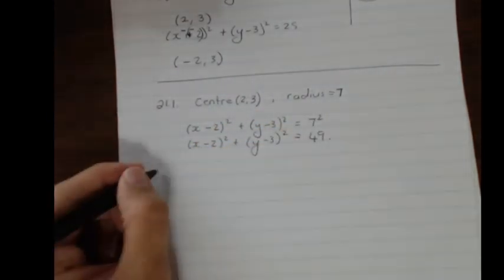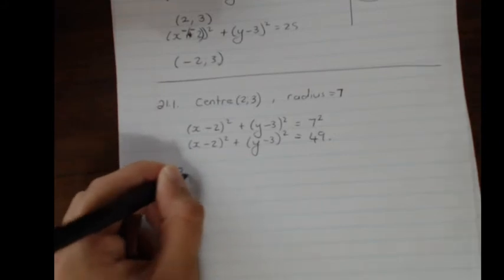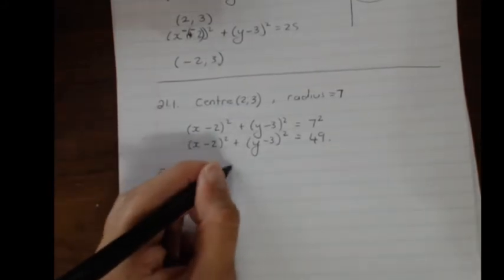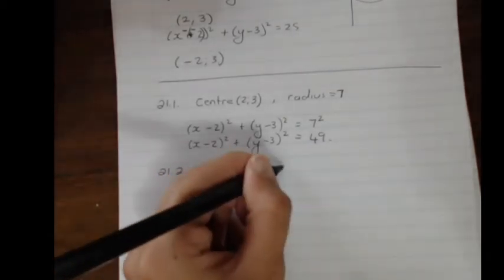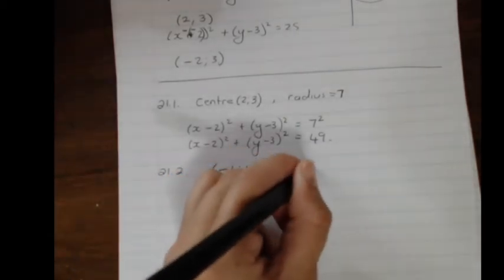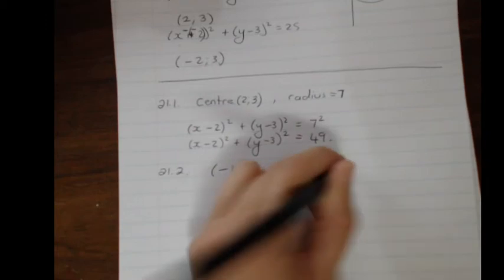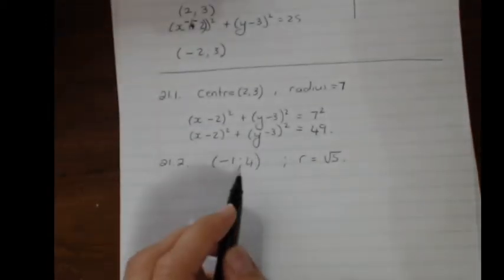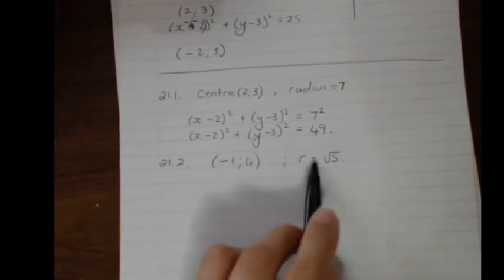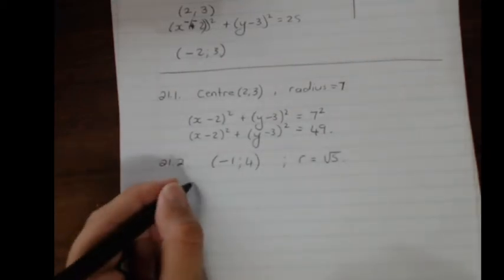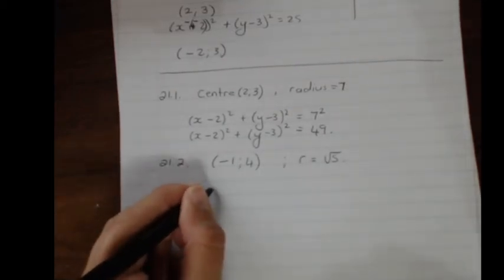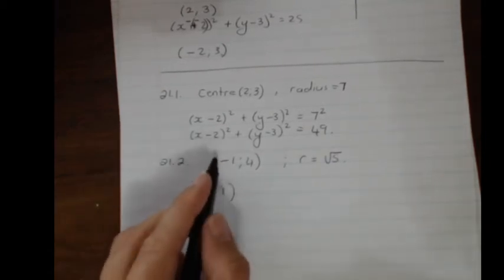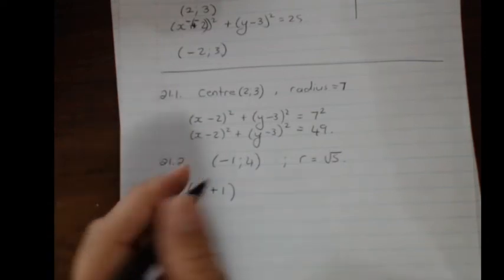Okay. Question 21.2 says, same question, the center of the circle at minus 1, 4, and the radius of the circle at root 5 units. So write down the equation of a circle with a center at minus 1, 4 and the radius at root 5. So that would be x plus 1. You see the sign should be different because of the minus in the formula.